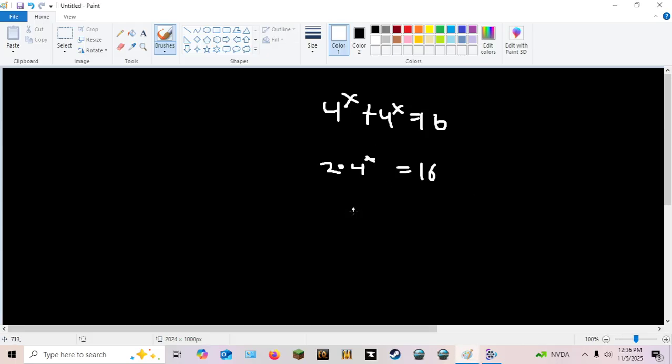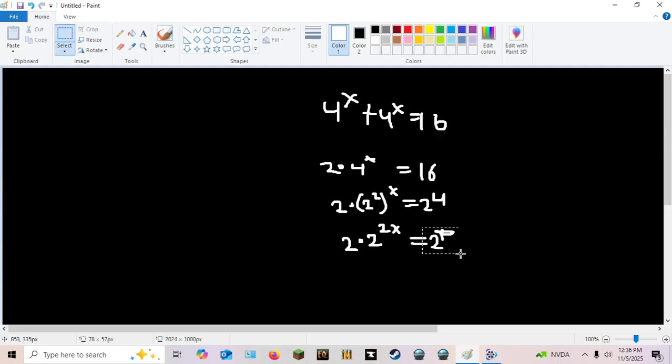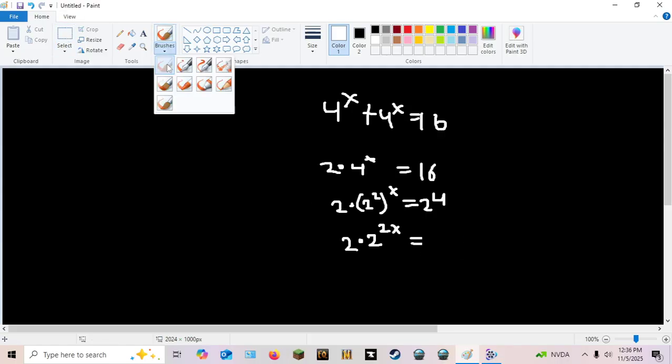Now, the common base between 4 and 16 is 2. So 2 times 2 squared raised to the x power equals 2 raised to the 4th power. Now, let's multiply. 2 times x is 2x. So we have 2 raised to the 2x. Now I have to set it equal to 2 raised to the 4th power.